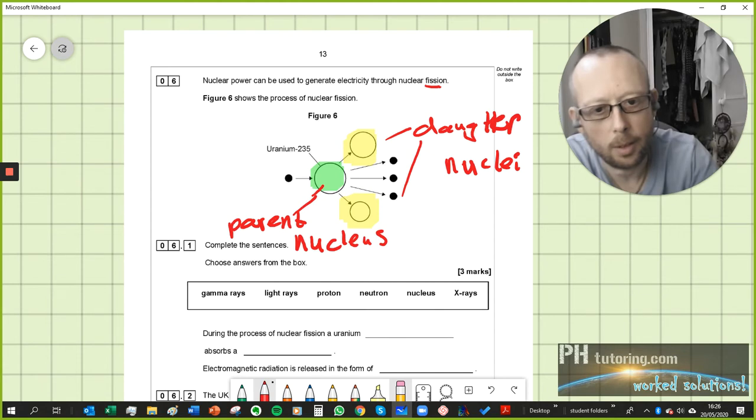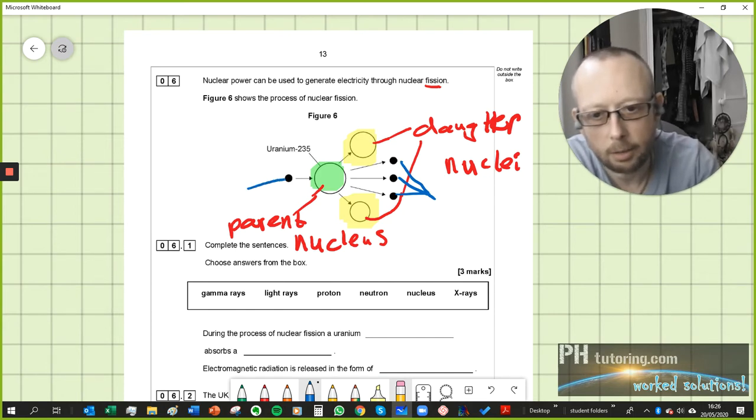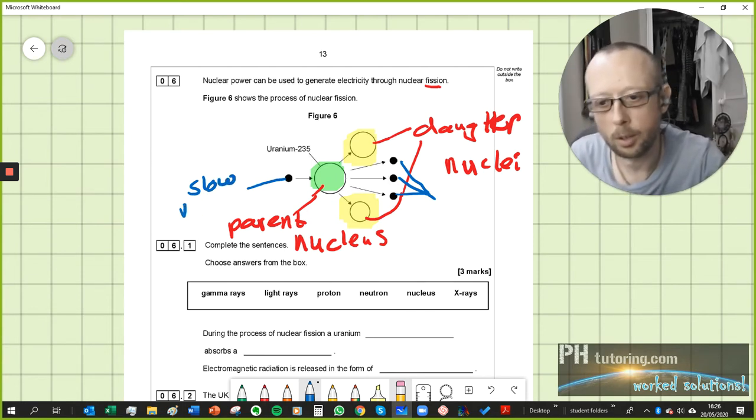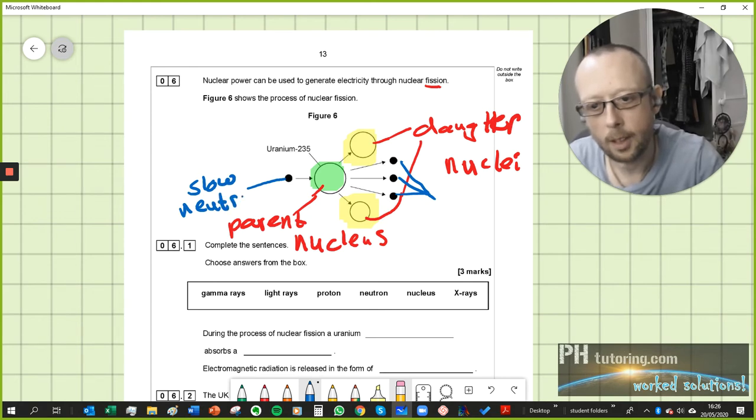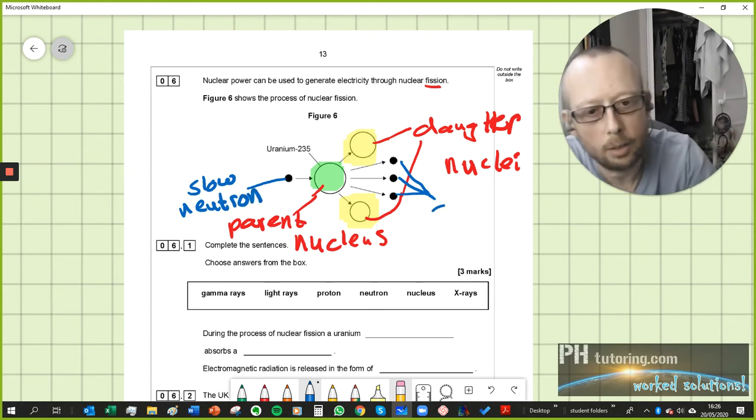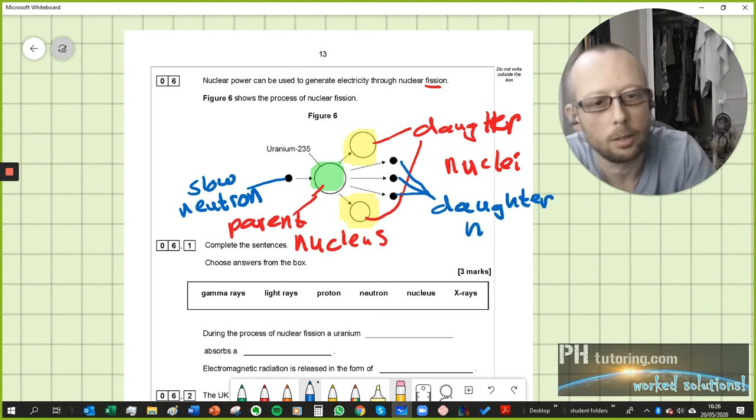These little things here, which I'm going to label in a different color, these are other neutrons. This is a neutron here, and in fact it must be slow moving. I'm just going to put slow neutron. And these are daughter neutrons.